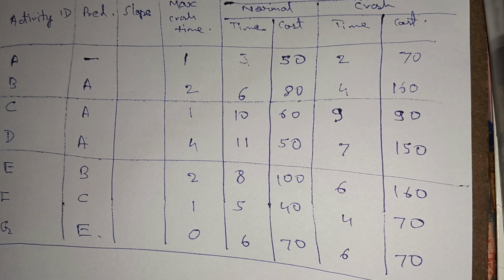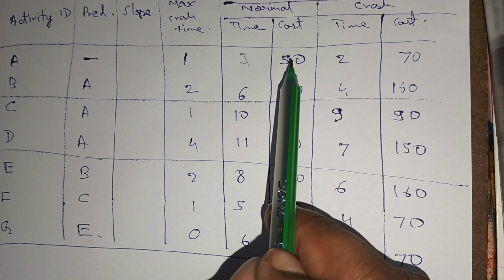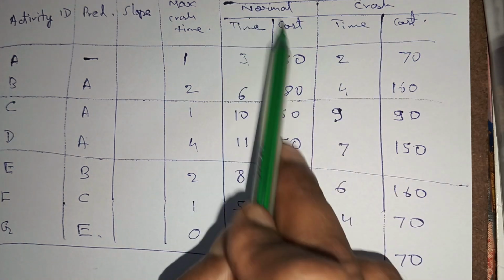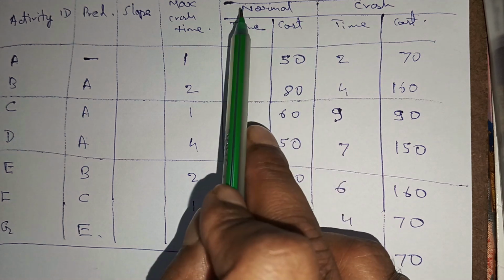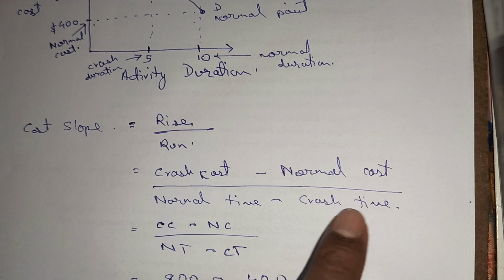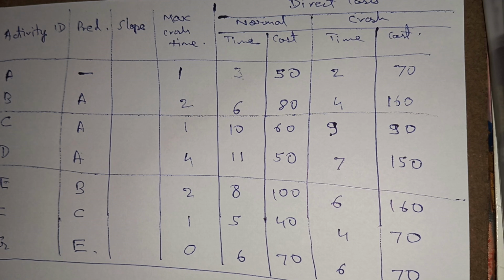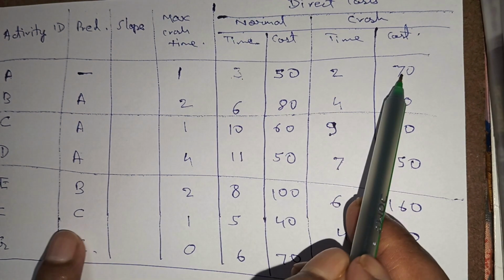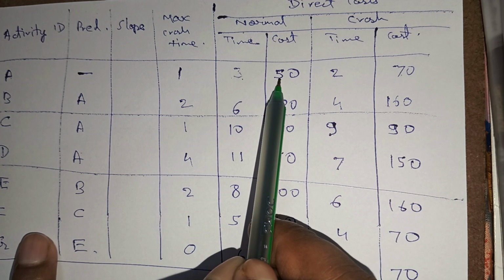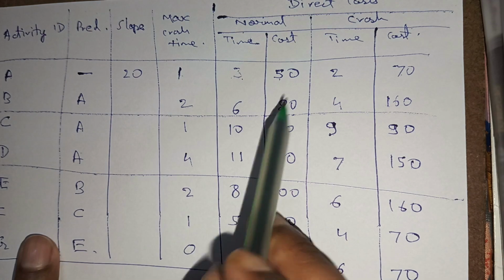Now what we need to do is calculate the slope. How do we do that? So it is crash cost minus normal cost, divided by normal time minus crash time, as we had done in the previous formula. Same thing. Okay, we'll use this. So it is 70 minus 50. Okay, 70 minus 50 is 20. 20 divided by 1, so we get 20.